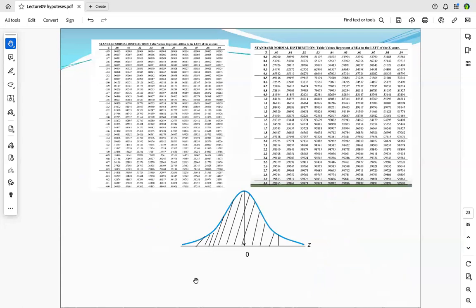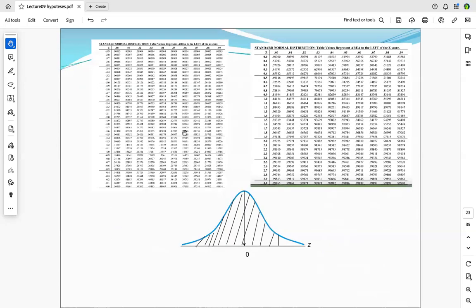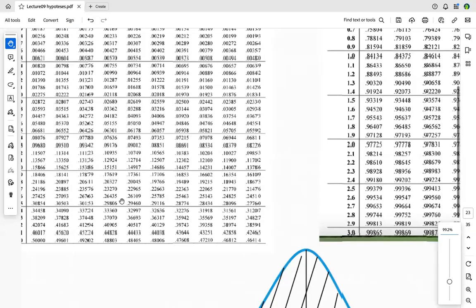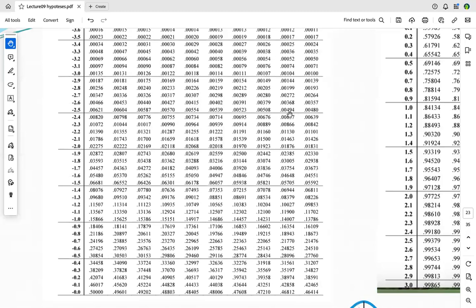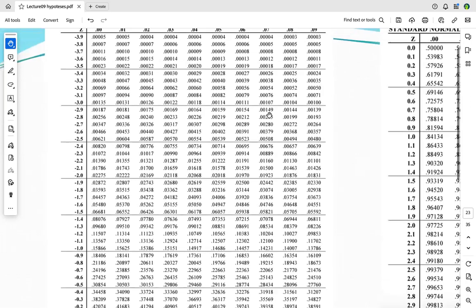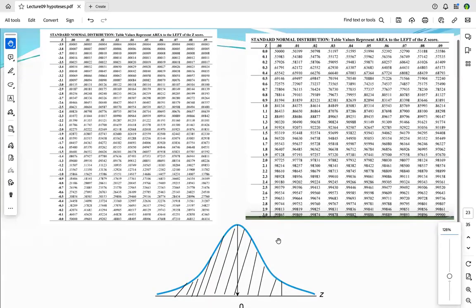Like I mentioned to you, because it's two tails, you have to divide the significance level 0.01 by 2, which is 0.005. So we have to find 0.005. The closest would be negative 2.57. Like I mentioned just now, this standard normal distribution reflects the left side. So I'm looking for the area under the left side that is 0.005, which is 2.57. That is the closest, right?